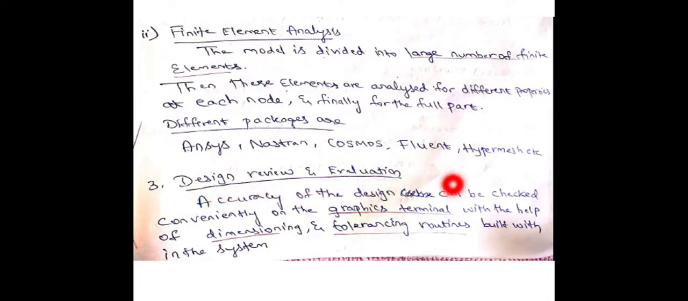Design review and evaluation. The accuracy of the design can be checked conveniently on the graphics terminal with the help of dimensioning and tolerancing routines built within the system. Whatever the dimensioning and tolerancing routines are there, they are checked in the computer itself, and the computer will generate the results for comparison.